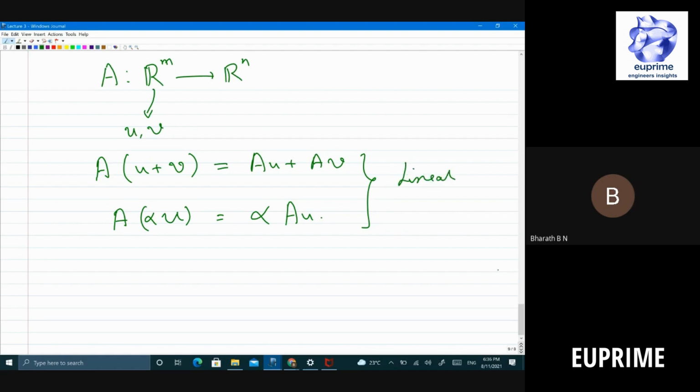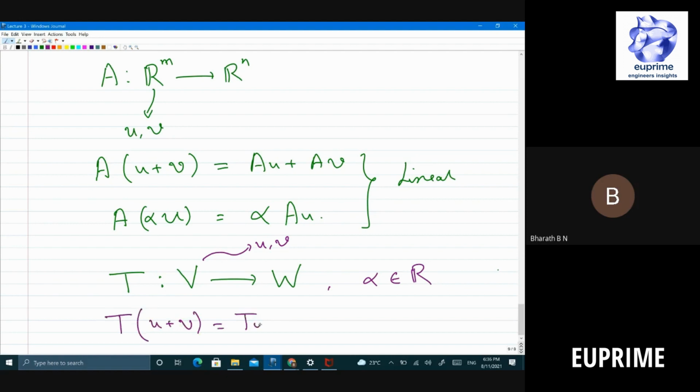It's called a linear system, or a linear transformation, right? So how do I generalize this? You take any T that maps a vector space V to a vector space W. How do I define linearity? Same old stuff, right? I take u, v in V and alpha in R. Let's assume that these vector spaces are defined over R. Now, all that I have to do is T of u plus v is Tu plus Tv, and transformation of alpha u is alpha times transformation of u. This is how we define linearity, right?